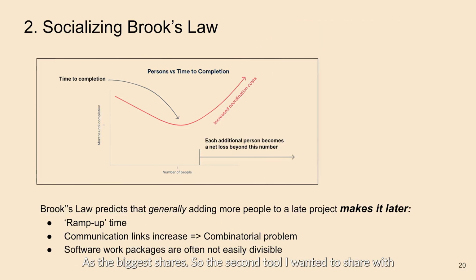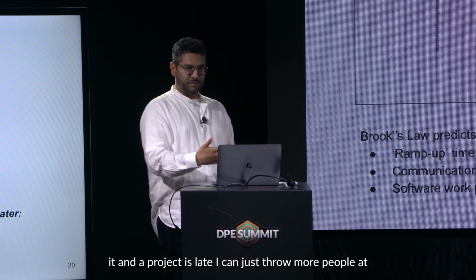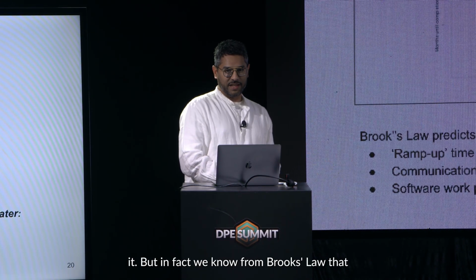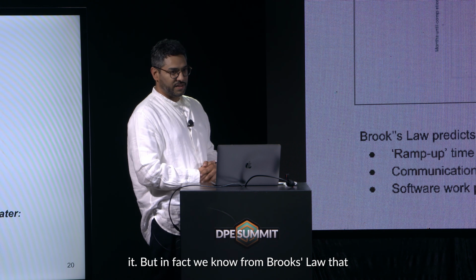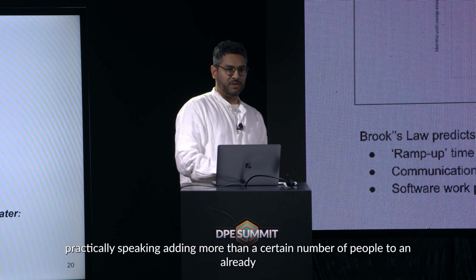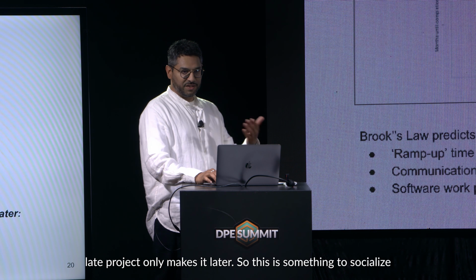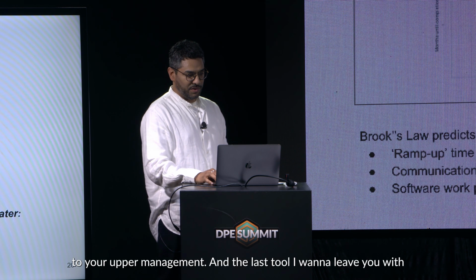The second tool I wanted to share for your negotiation toolbox is Brooks' Law. As tech debt accumulates, projects get slower to build. And a common fallacy that most decision makers bank on is, yes, it's slow to build things, it's getting slower, and I'm getting tighter deadlines, but if it really comes down to it and a project is late, I can just throw more people at it. But in fact, we know from Brooks' Law that practically speaking, adding more than a certain number of people to an already late project only makes it later. This is something to socialize to your upper management.